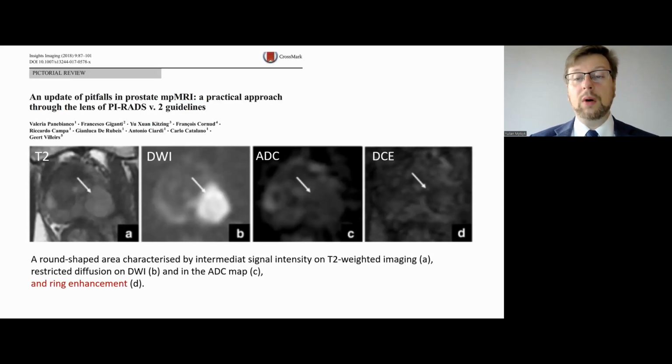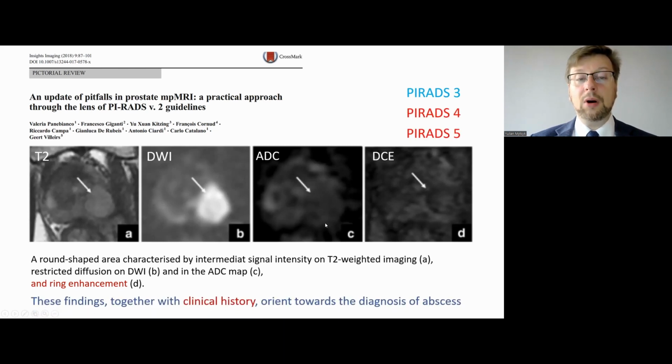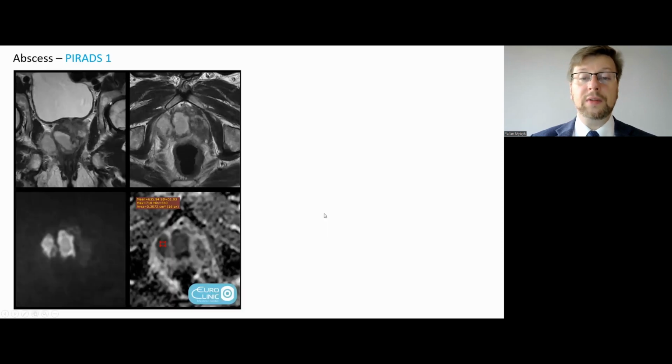And according to literature data, there is a problem with the scoring of this kind of lesion, hyperintense on T2 weighted images with restricted diffusion, when located in the peripheral zone. In this case, this lesion could be scored as PI-RADS 3, 4, or even 5, and only together with the clinical history can we be oriented toward the diagnosis of abscess.